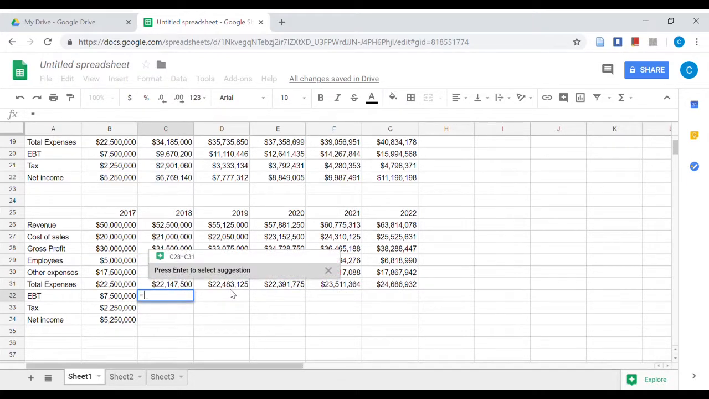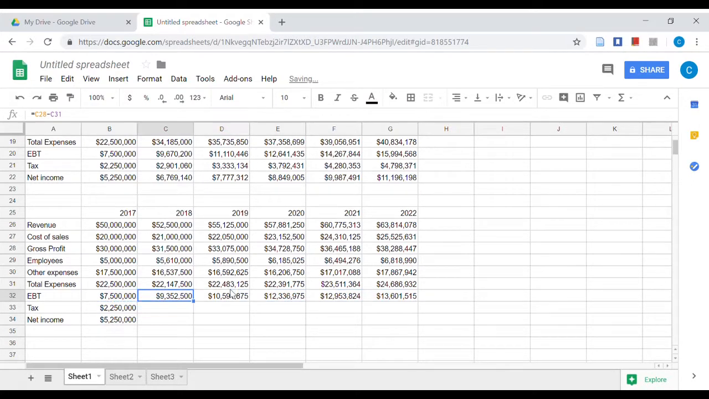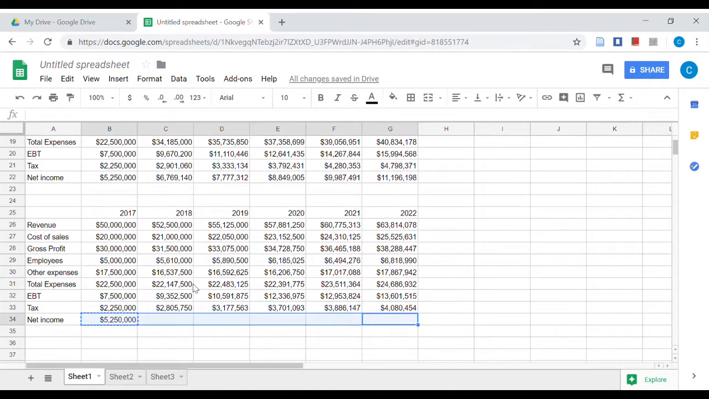Our earnings before tax is going to be equal to our gross profit less our total expenses over here. Gross profit less total expenses. Tax rate 30%. And then net income, and we can see here that it grows to about 9 million.